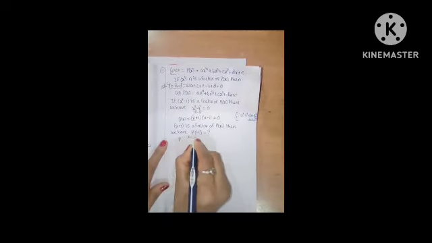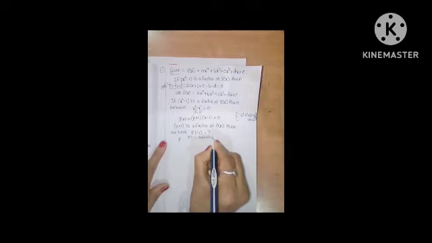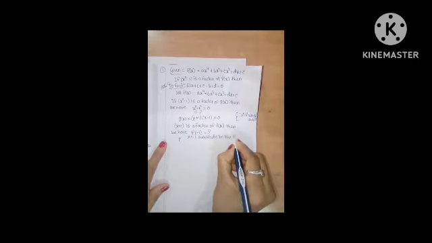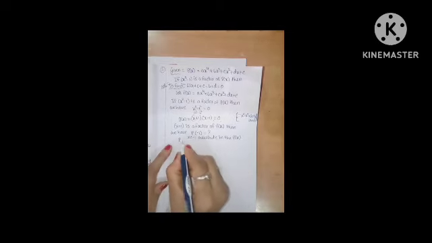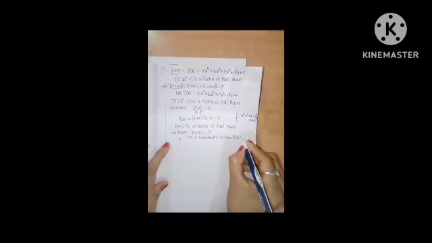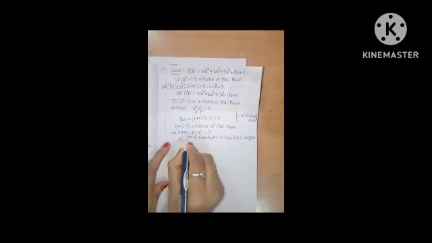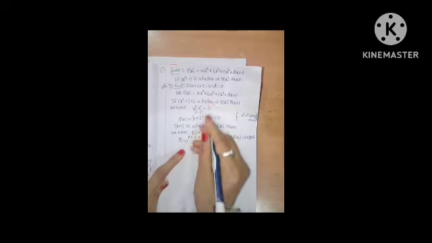X equal to minus 1, substitute in the polynomial p of x. What we will get? We get p of minus 1 equal, x in place of minus 1.